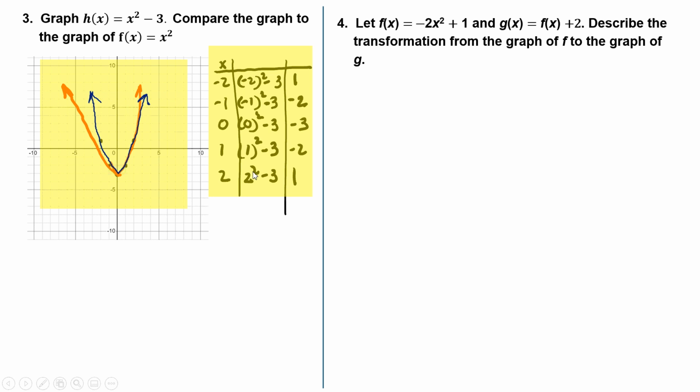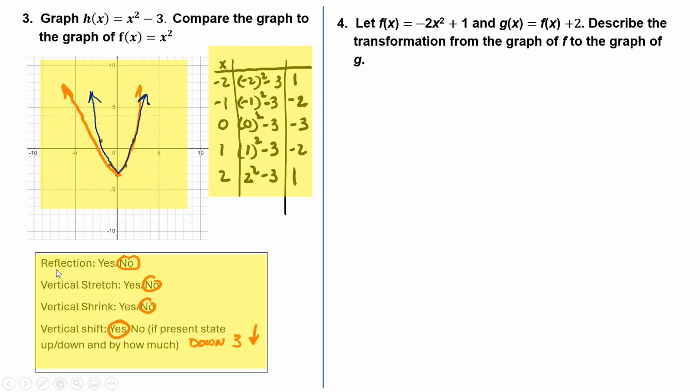Okay, and if you follow this out, you're going to see that there is no reflection. We know that because this is a transformation, a translation going down 3 units, right? There is no vertical stretch, no vertical shrink. Yes, there is a shift, and it is 3 units down. All right, let's go to number 4.